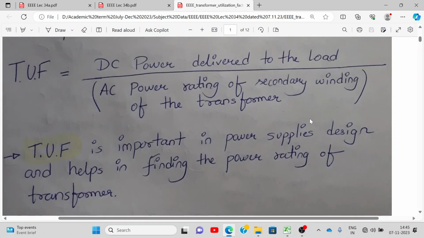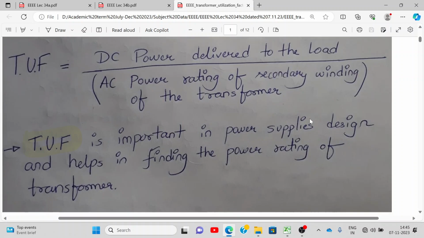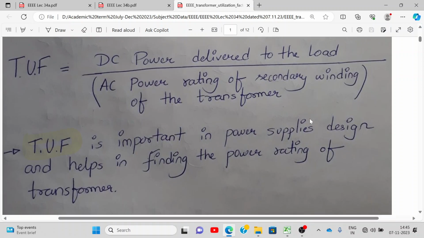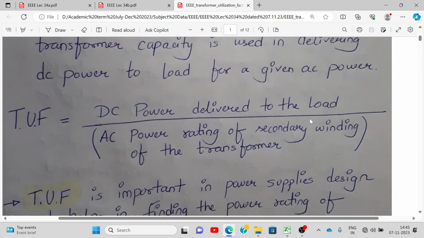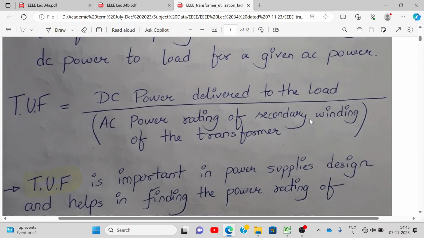So we need to derive the expression for TUF for half wave rectifier, full wave center tap, and full wave bridge rectifier, these three. So that will close the topic of 4.1 mostly. Okay? Write the definition. Sometimes they also ask us to derive the expression for TUF for a particular rectifier circuit.